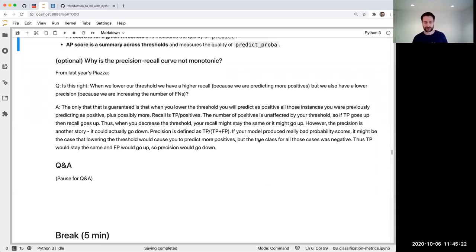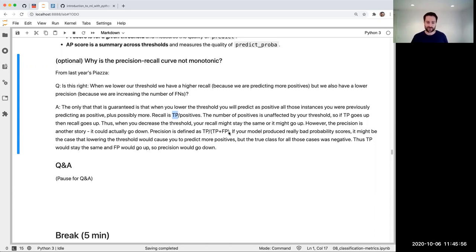Just over the break, I was thinking more about this thing and reading my own answer from a few months ago. To quickly summarize, when you make the threshold lower, you're basically always going to predict more positives. Some of those might be actually positive and some of them might be actually negative. And so the recall is going to stay the same because the denominator of the recall is just the number of positives, which is fixed. And then the top is how many did you find, and that could only go up.